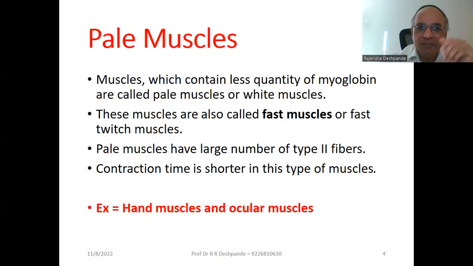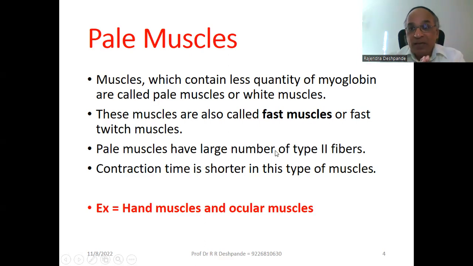Next, we will see pale muscle, or remember the word white muscle. Pale or white are the synonyms, same words. Muscles which contain less quantity of myoglobin naturally are called pale muscles or white muscles. These muscles are also called fast muscles or fast twitch muscles. Pale muscles have a large number of type 2 fibers.